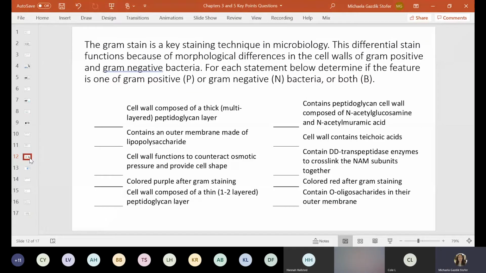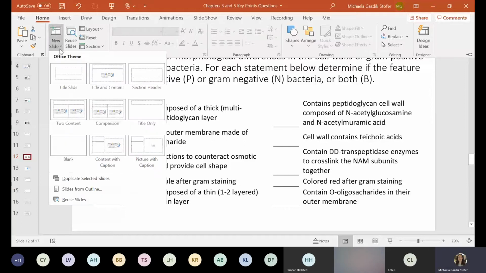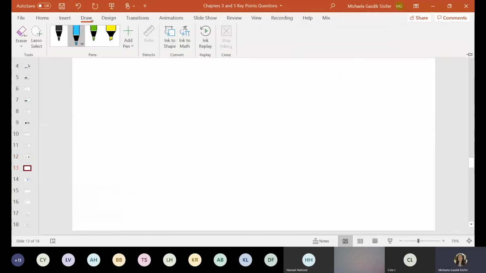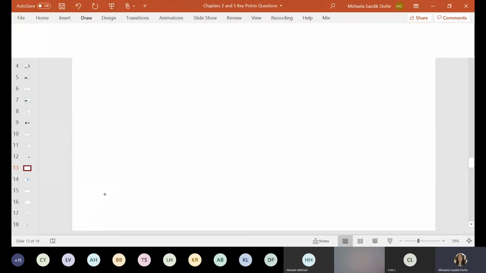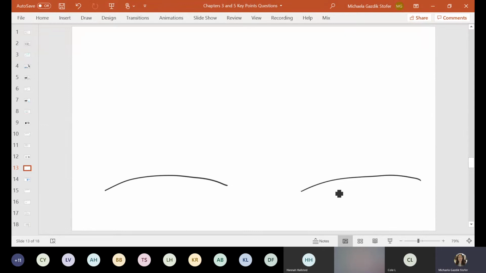And so this first sheet is really asking you to identify what are properties of gram positive cells and what are properties of gram negative cells. I'm actually going to insert a new slide in here for a minute. Okay, so if you remember, your cells are all going to have a plasma membrane. So this is the cell membrane. That is true for gram-positive cells and gram-negative cells.